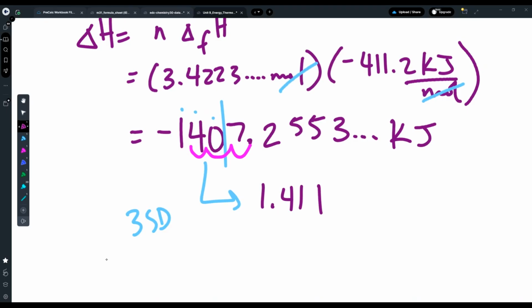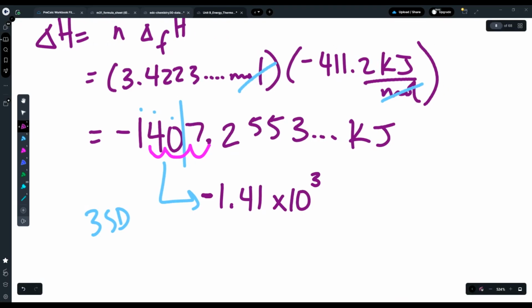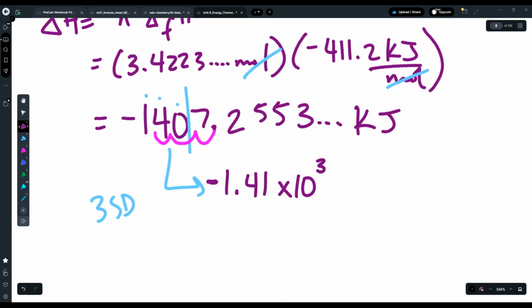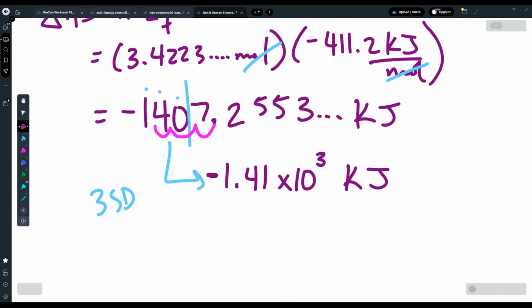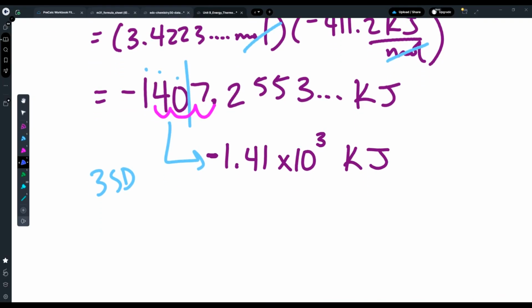Okay, and then we're going to go times 10. We moved the decimal over 3 spots. Now our original number, don't forget about that negative, by the way. I should have said, if your original number is bigger than 1 or -1, then our exponent is going to be positive. So we got -1.41 times 10 to the power of 3 kilojoules. And that is it.